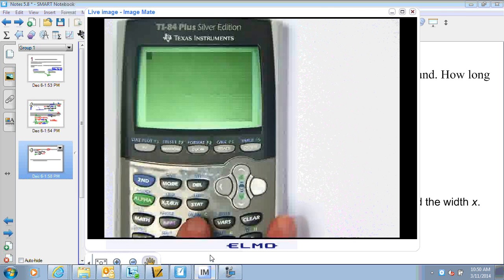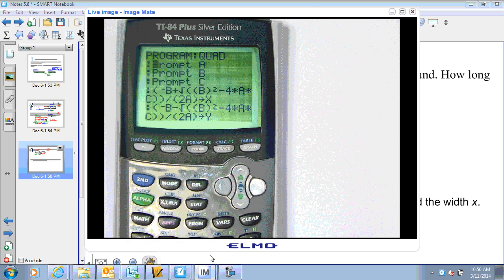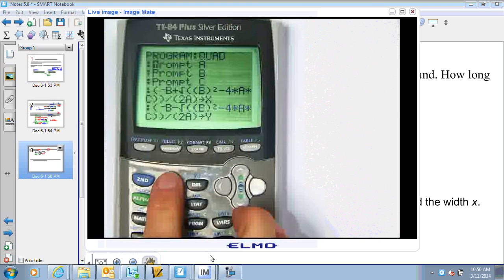So I'm going to go to Program, Execute, do not edit. If you get in the Edit menu, ladies and gentlemen, this is what it's going to look like. Do not hit Clear. You do not want to clear your screen. Clear will erase parts of your program. You want to second quit out of there.